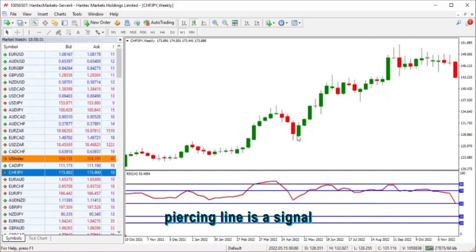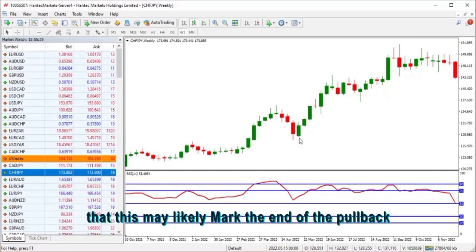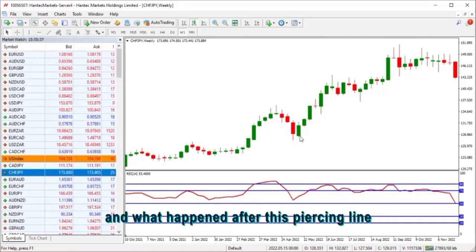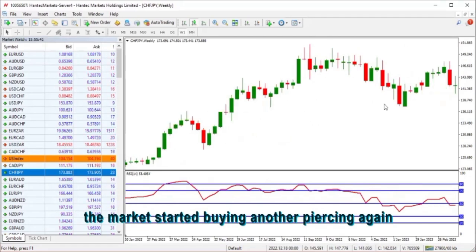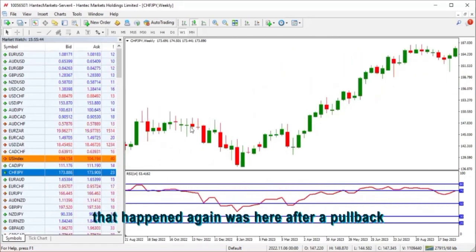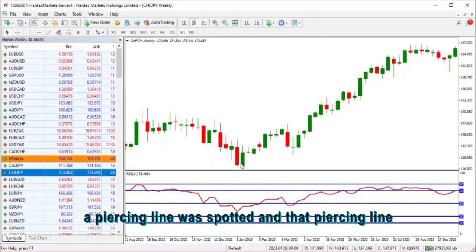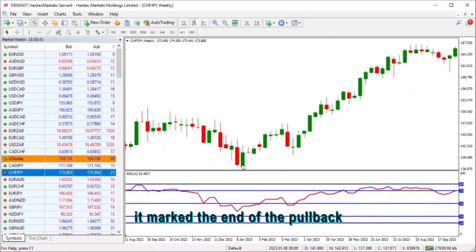Once you notice this piercing line, it is a signal that this pullback is not going to continue, that this may likely mark the end of the pullback. And what happened? After this piercing line was spotted, the next thing that happened, the market started buying. Another piercing line happened again here. After a pullback, a piercing line was spotted, and that piercing line marked the end of the pullback.